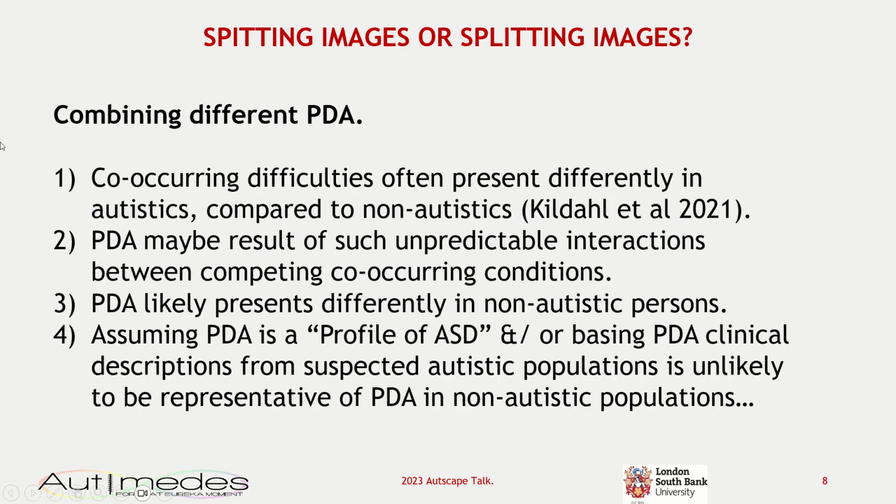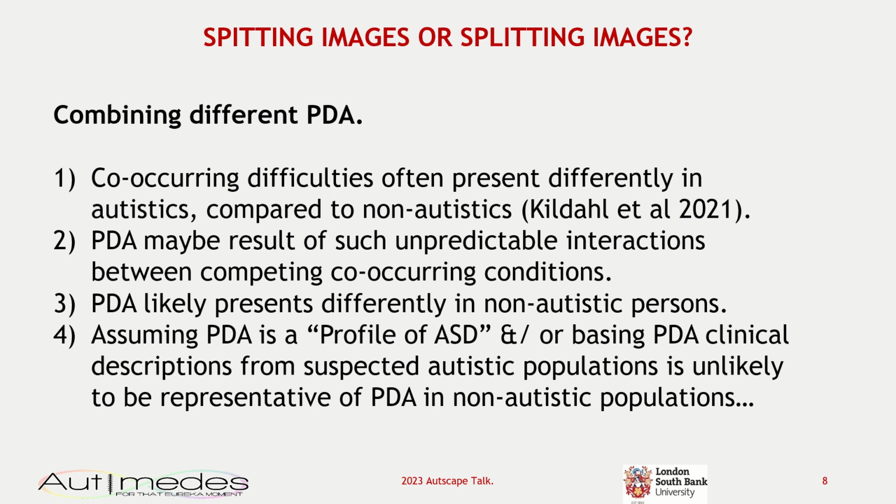It's also an issue because we know that generally co-occurring difficulties often present differently in autistic people versus non-autistic people. What this means is that PDA may be the result of things like anxiety, ADHD, or oppositional defiant disorder, and or trauma in any combination interacting to produce what is described as PDA profile of ASD. What it also means is that PDA likely presents differently in non-autistic persons.